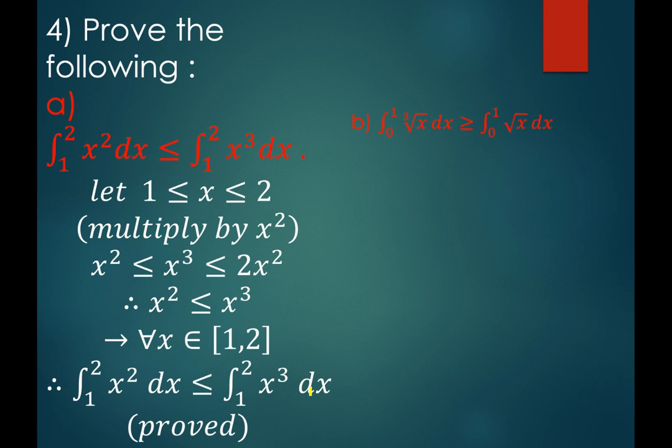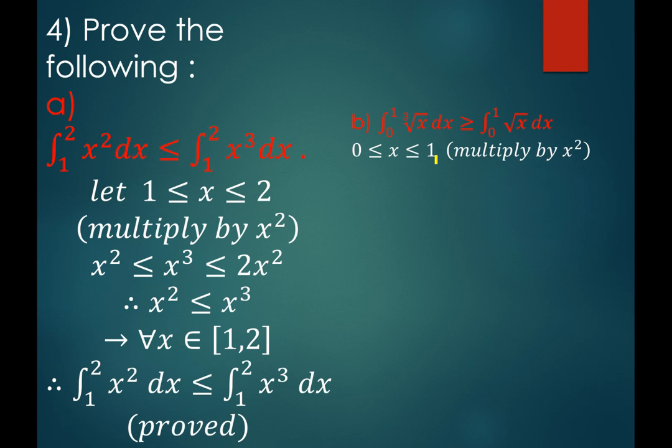We can have the integral from 0 to 1 of the cube root of x dx is bigger than the integral from 0 to 1 of the square root of x dx. How to prove that? Also, we said that you can sketch it in a graph and compare between them, or have a number between 0 and 1, substitute it in each, and compare between them to see which one is bigger. Or you can build the function. Let's use building the function now.